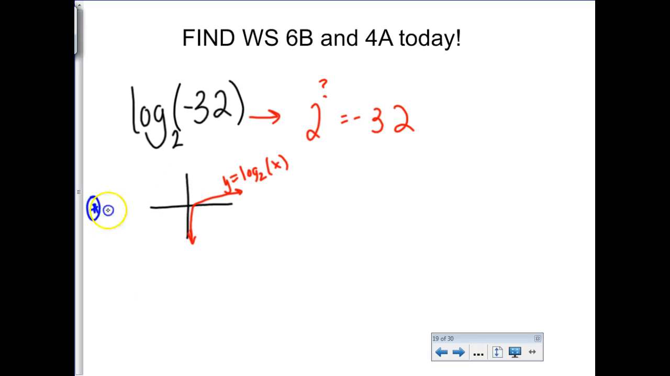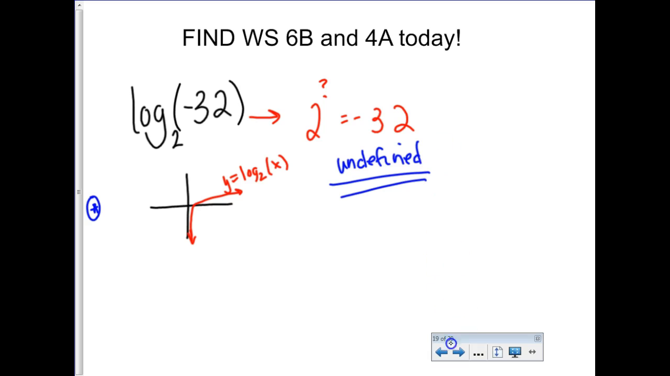Is this logarithm ever going to contain the point x equals negative 32 comma anything? No, it doesn't. It's not defined past x equals 0 because of the asymptote. So what you're going to say for this answer is undefined. I know sometimes people put 0 with a line through it. I'll accept that. I'd just rather you write the word undefined, because your logarithm function is not defined for values of x that are negative.